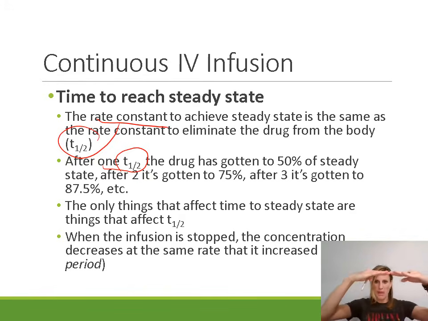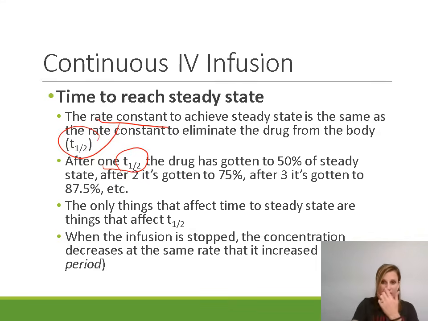You're at your maximum concentration. After one half-life, you go half. And then after one half-life, you half that. One half-life, you half that. And it's always 50% less, right? But now it's the opposite. We're going at the same rate, but now the concentration is getting higher and higher.